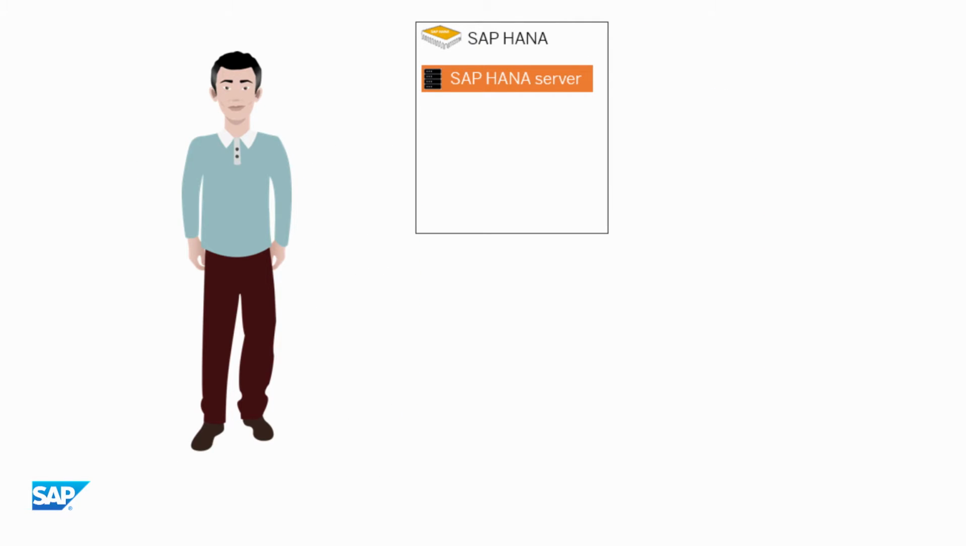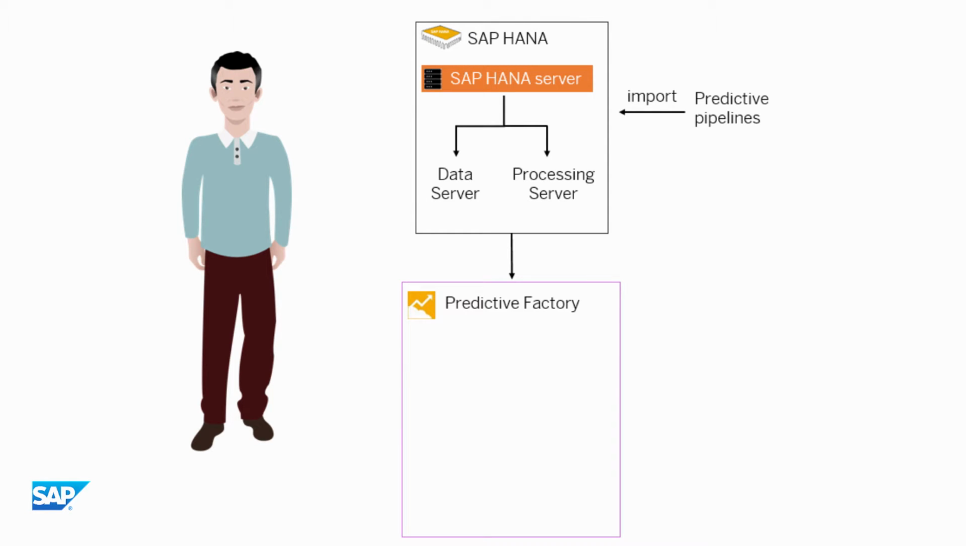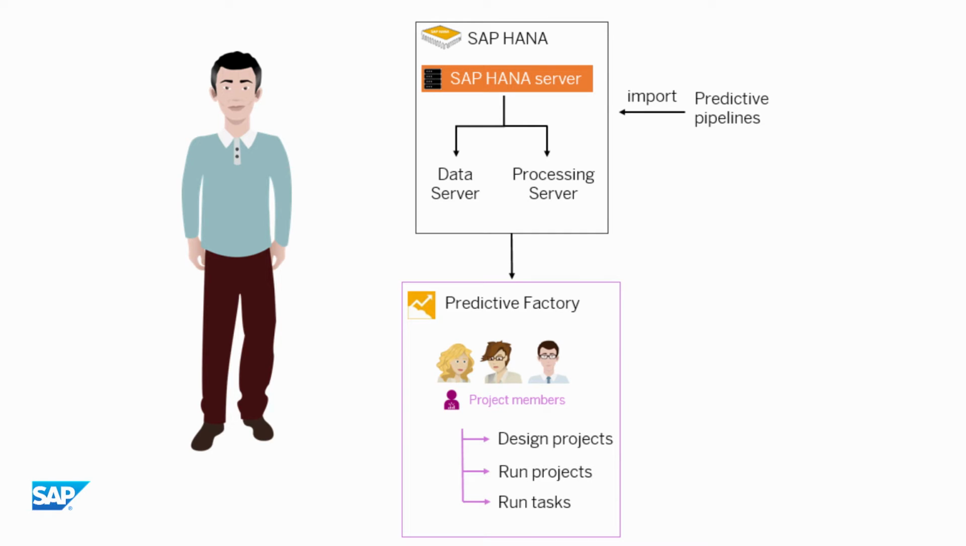Well, an SAP HANA Server configured for Predictive Factory is both a data server and a processing server. So, if you want to import predictive pipelines prepared with expert analytics and then industrialize them in Predictive Factory, then you will have to configure an SAP HANA Server to do this. Once the server is configured, project members can schedule, apply and retrain tasks on those imported pipelines.